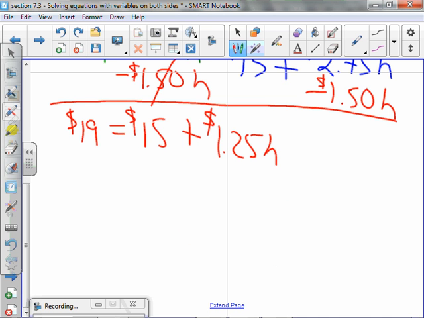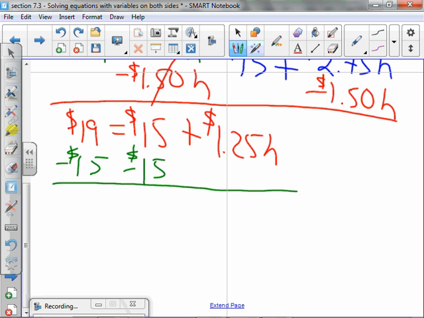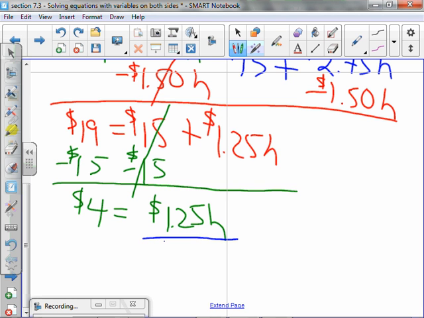And then we just have a simple two-step equation where I'm going to do the same thing to both sides until I have H by itself. So I subtract 15 from both sides. Okay. 15 minus 15 is 0. 19 minus 15 is 4. So I have $4 is equal to $1.25 H. And then to get H by itself finally, I will divide both sides by $1.25. These will cross out and leave me just H. This I would divide by $1.25.